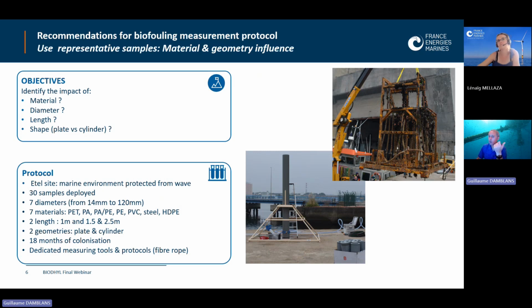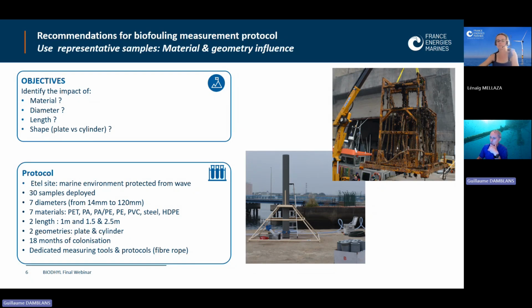So in terms of materials, we deployed polyester, polyamide, a hybrid between polyamide and polyethylene, polyethylene plate, PVC plate, steel, and HDPE, which is high density polyethylene, which is representative of the external layer of a dynamic cable.